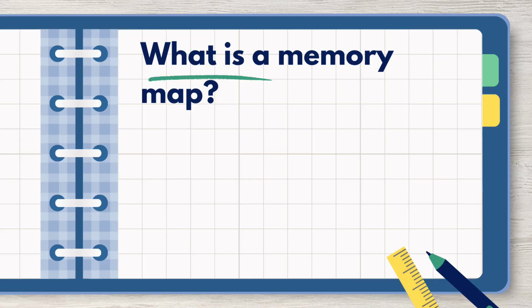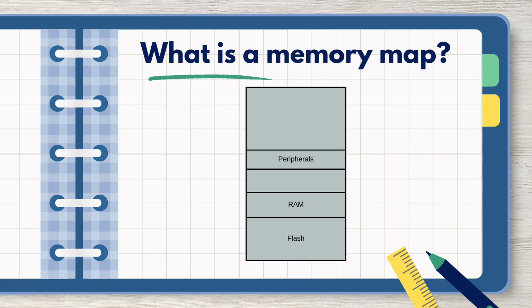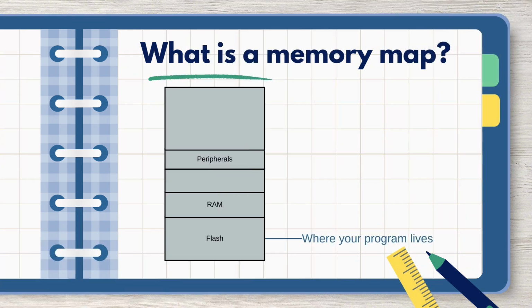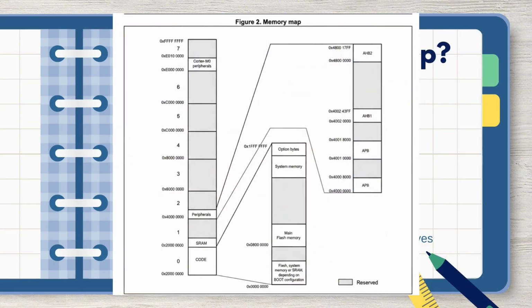What is a memory map? The memory map is like a blueprint of the STM32F0's address space. It defines where code, data, and peripherals are located, so the CPU knows how to access them. For the STM32F0, the memory map is split into key regions: flash memory, where your program lives; SRAM, for runtime data; peripheral registers, to control hardware; and some special system areas. Every STM32 has a defined memory layout. Let's break it down.